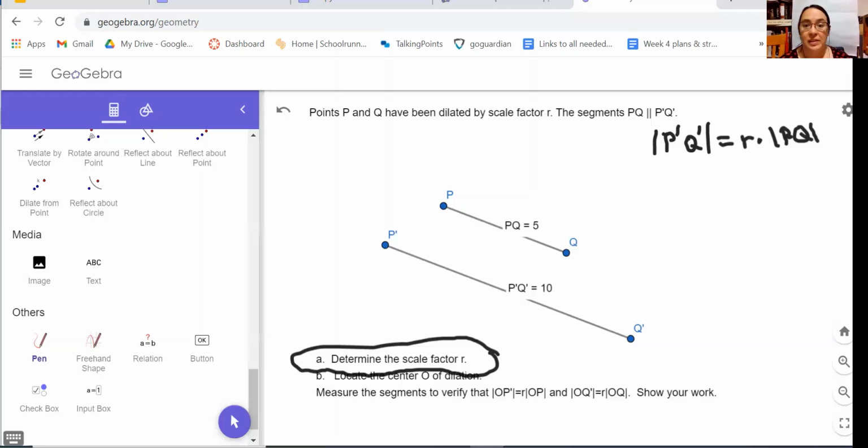I am going to replace P prime Q prime's length and the length of PQ in my equation using the values given. We know P prime Q prime is 10 and PQ is supposed to have length 5. I'm going to switch to an annotate tool so that we can use a fun color. So P prime Q prime was 10, and then PQ was supposed to be 5. So I'm going to write that 10 equals R times 5.